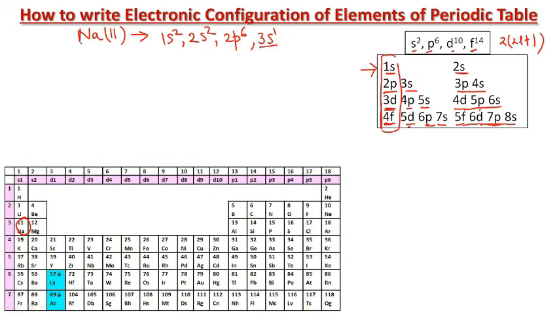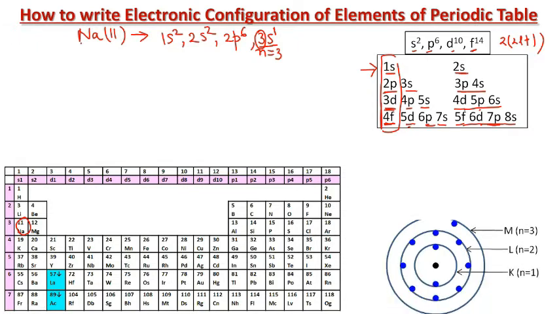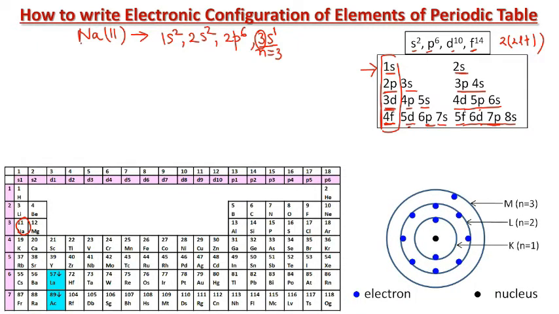Here the last electron enters the third shell. Here this is the principal quantum number, so this is the third shell. This shell is known as the outermost shell or the valence shell. The shell which is inside this outermost shell is known as the penultimate shell. Let us understand this by the picture.